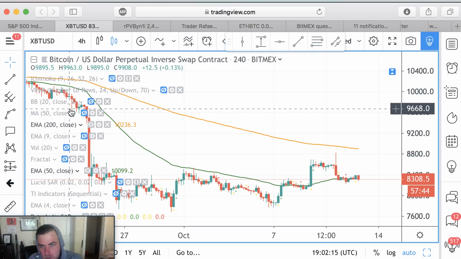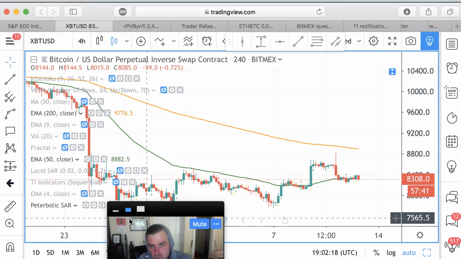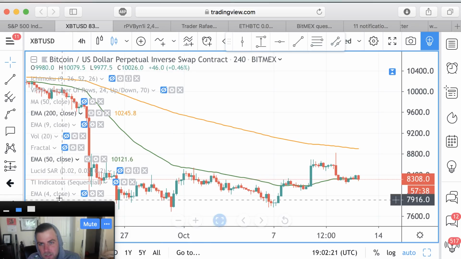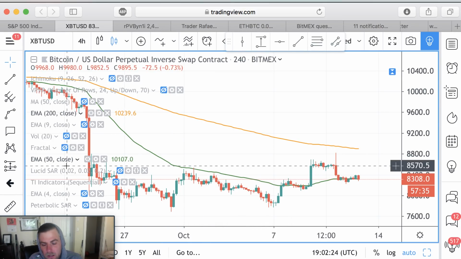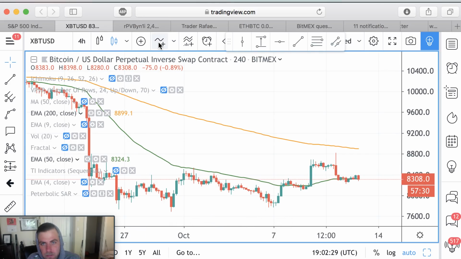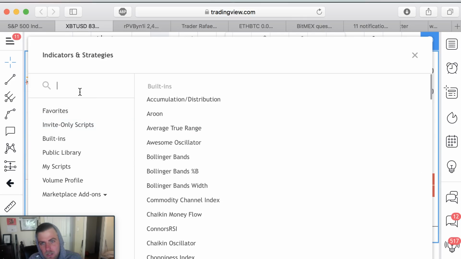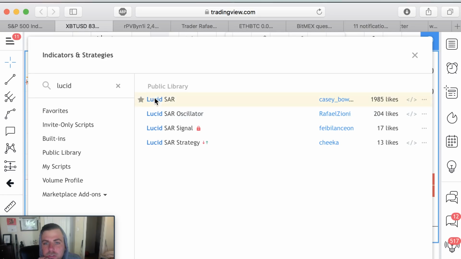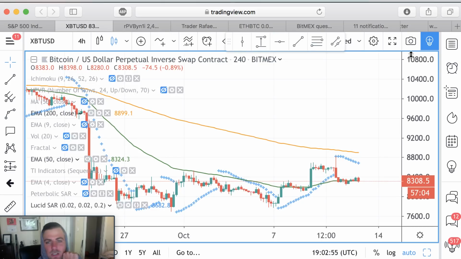Just want to take a look at some of the different indicators we have been following here. One thing to mention, there was recently an update to the Lucid SAR, and a bug was fixed. If you have it on your chart, close it out and then come here to Lucid SAR and re-upload it, and it will have the newest version. It is interesting, looks like some people have put together some stuff. I was just checking out this Lucid SAR oscillator today. I'm not sure if I could use it myself, but it is pretty neat to look at.